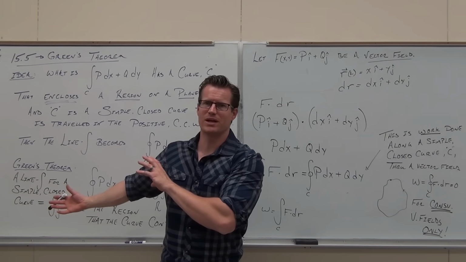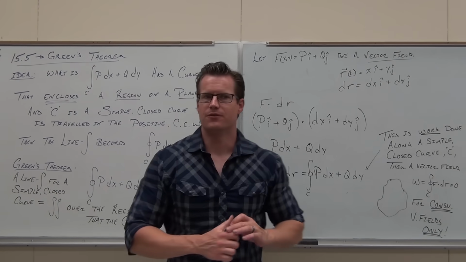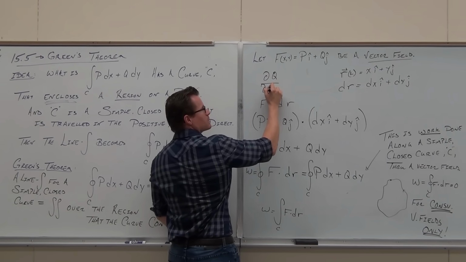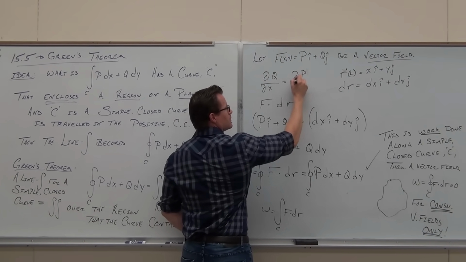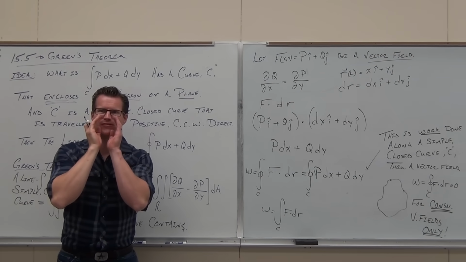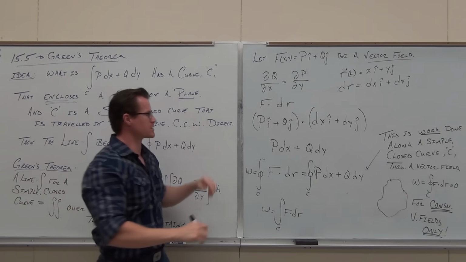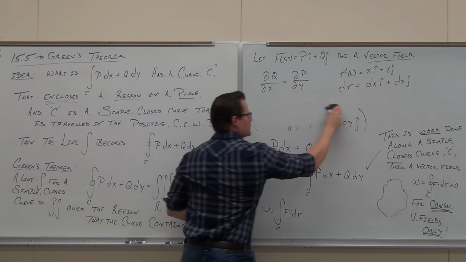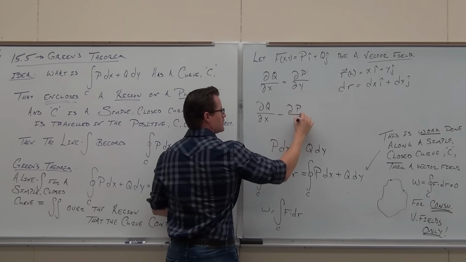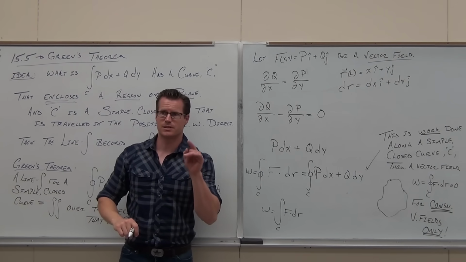In fact, I was going to wait till later, but I can't handle it. The suspense is killing me. Do you remember how to show that vector fields are conservative? Do you remember how to show that this right here is how you show that vector fields are conservative? Subtract this from both sides. What is it? Zero.